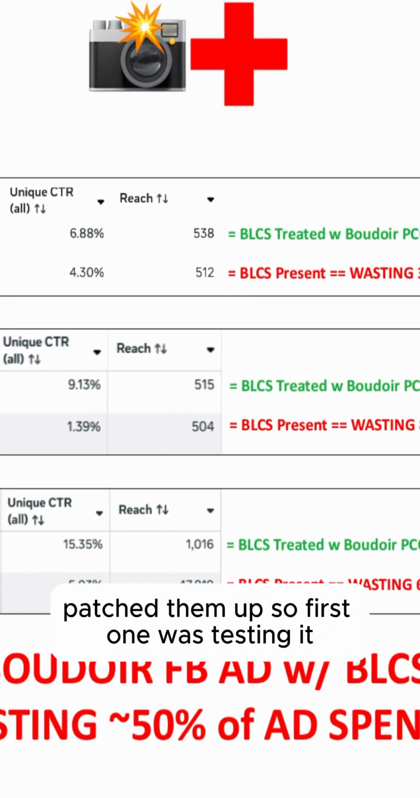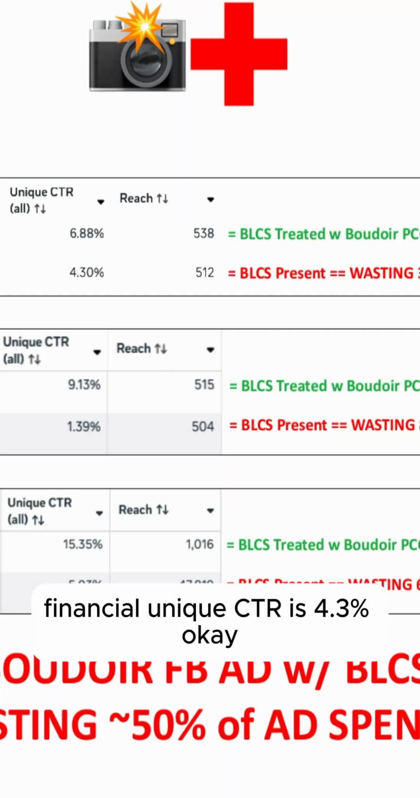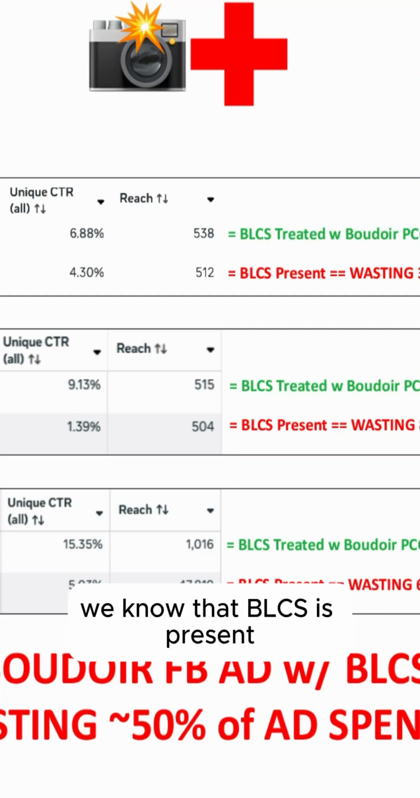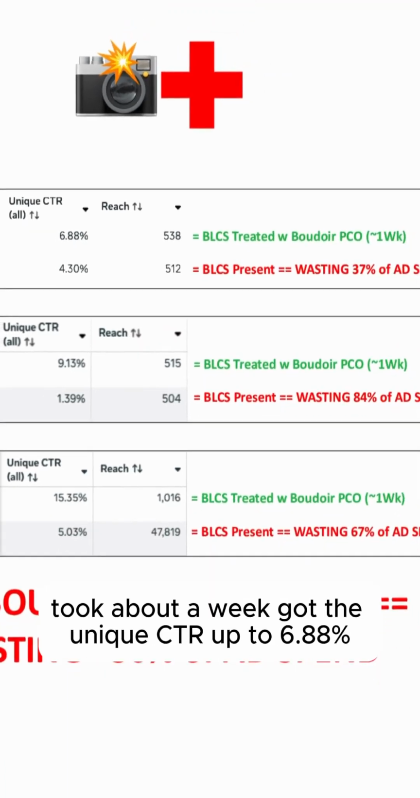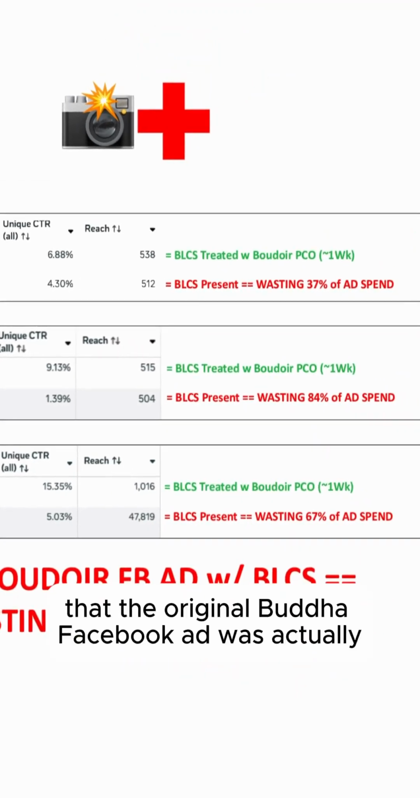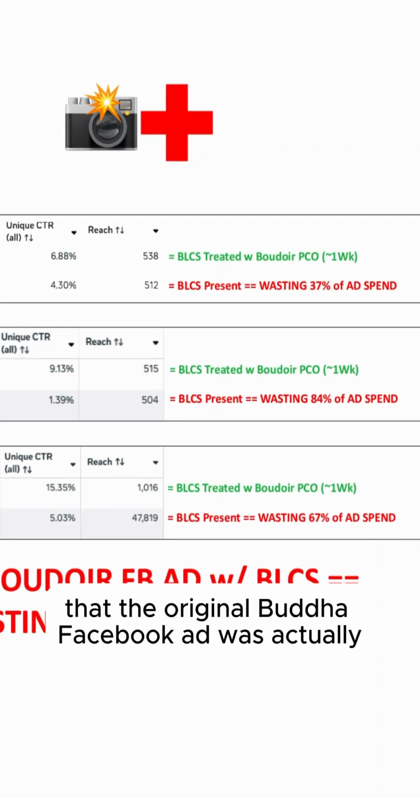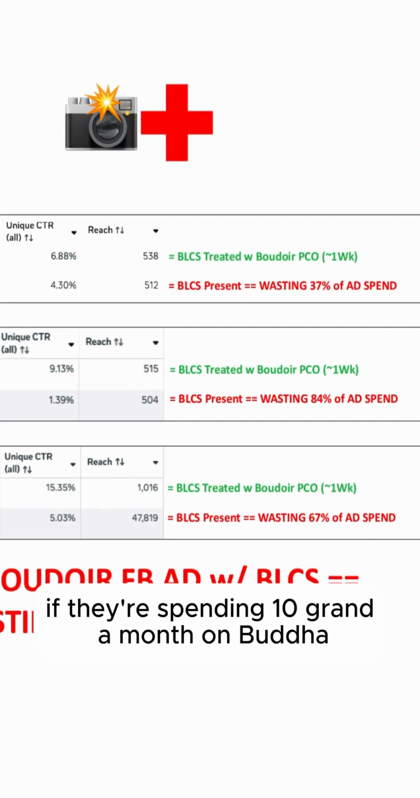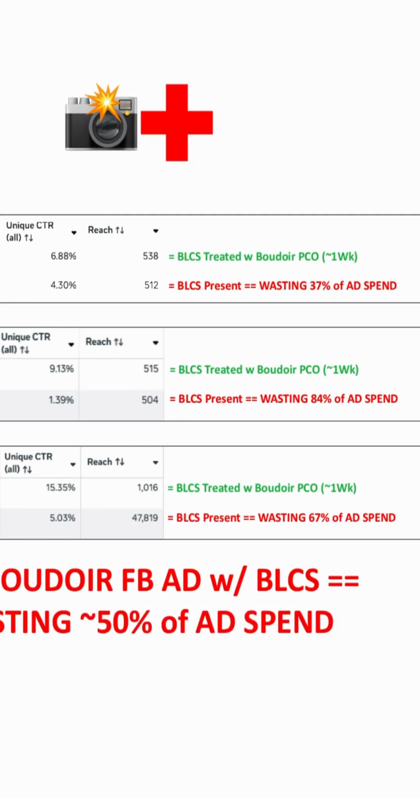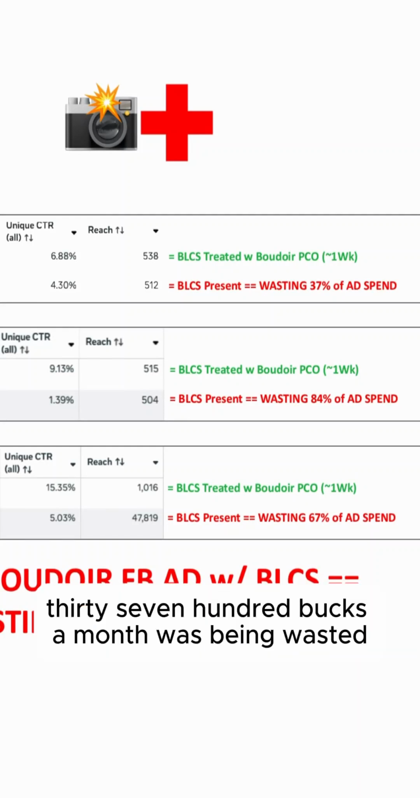So first one, we tested it, found out unique CTR is 4.3%. Okay, when unique CTR is under 6%, we know that BLCS is present. So we duplicated, treated with Boudoir PICO, took about a week, got the unique CTR up to 6.88%. So we found out that the original Boudoir Facebook ad was actually wasting 37% of ad spend. So if they're spending 10 grand a month on Boudoir Facebook ads, 3,700 bucks a month was being wasted.